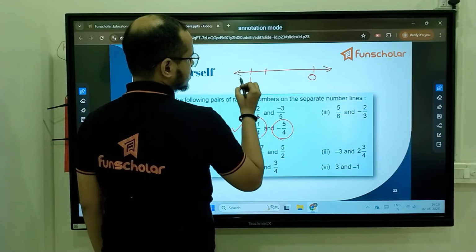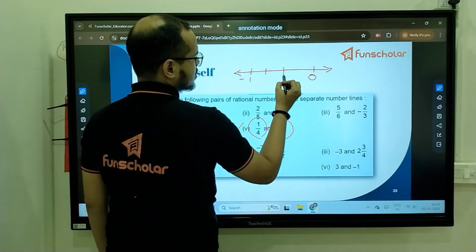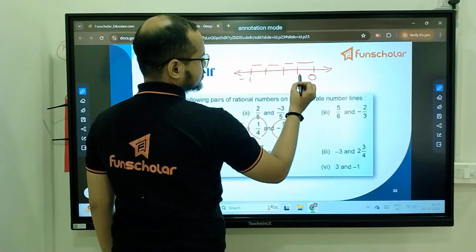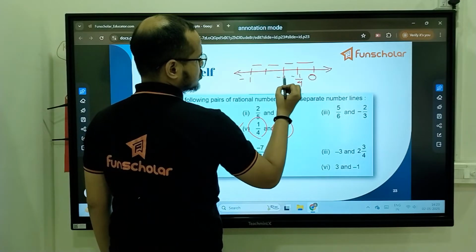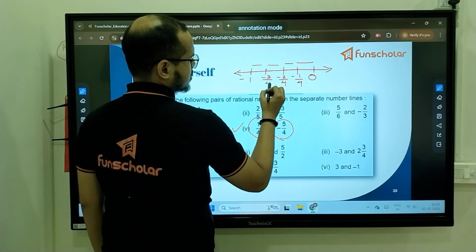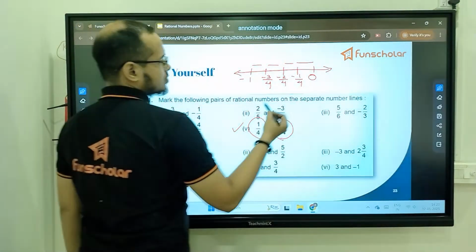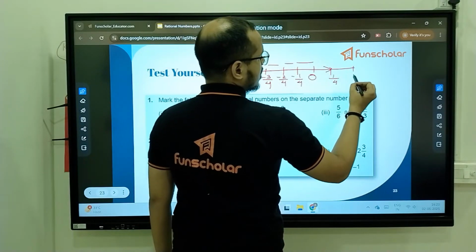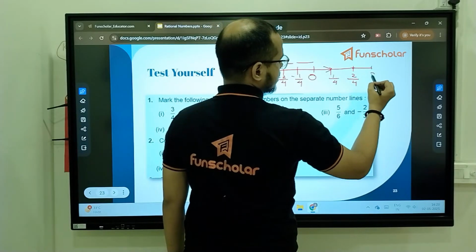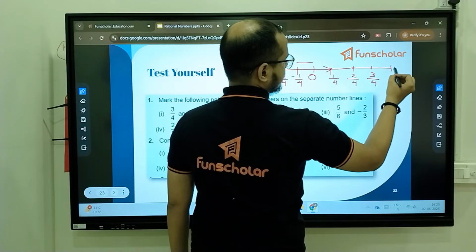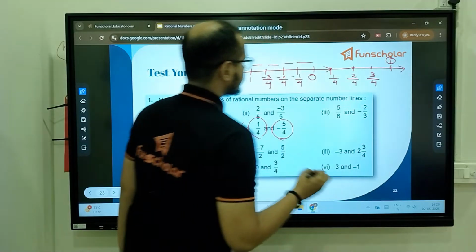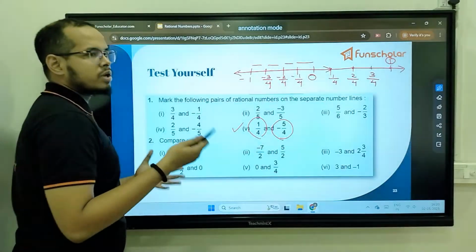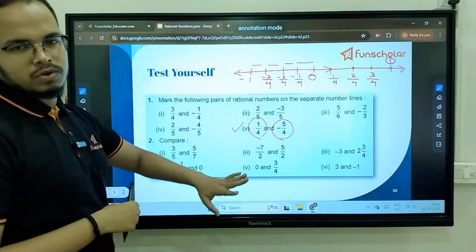Between 0 and 1, dividing it into 4 equal parts: 1 part, 2 part, 3 part, 4 part. On the left this is minus 1 by 4, minus 2 by 4, minus 3 by 4, and minus 1. On this side we write 1 by 4, 2 by 4, 3 by 4, and 1. The right hand side is positive 1, the left hand side is negative 1. How did I realize there will be 4 divisions? Because the denominator is 4, that's it.